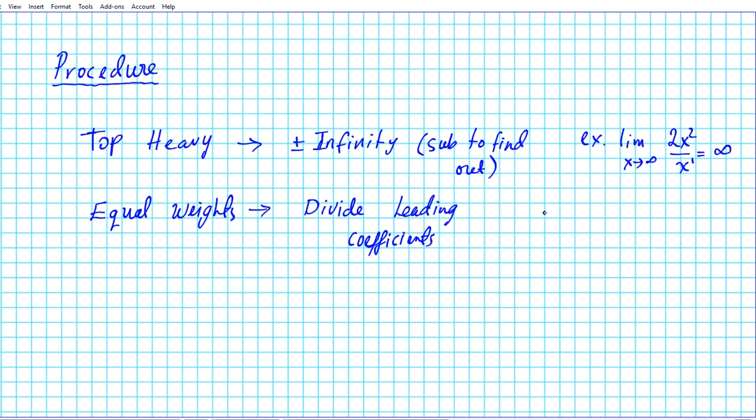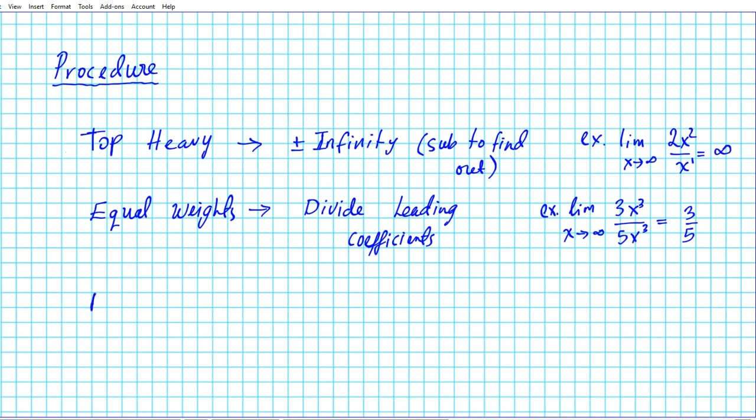For example, let's say you want to find the limit as x approaches infinity of 3x to the third over 5x to the third. If you compare the degree of the numerator and the denominator with each other, you'll find out that they have equal degrees. So that's what I call equal weights. In that case, all you have to do is divide the leading coefficients, because at infinity these two will basically cancel each other out, and your answer will be 3 over 5. And then we have top heavy, equal weights.